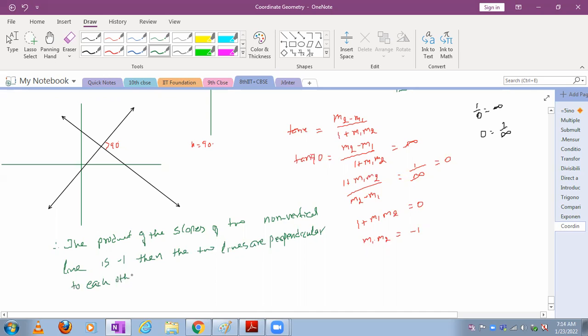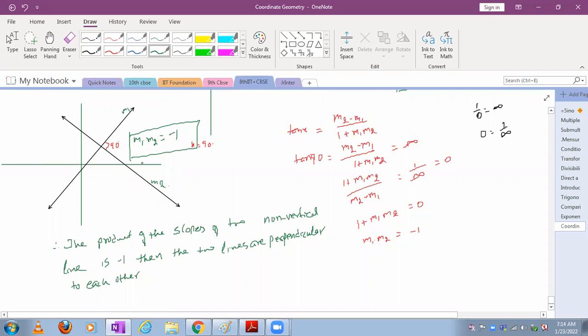each other. Here what I'm saying is, if the slope of this line is m1, and the slope of this line is m2, if the product of these two slopes, m1 into m2, becomes equal to minus 1 (while you do the sums you will get the clarity), then you can say that the two lines are perpendicular to each other.